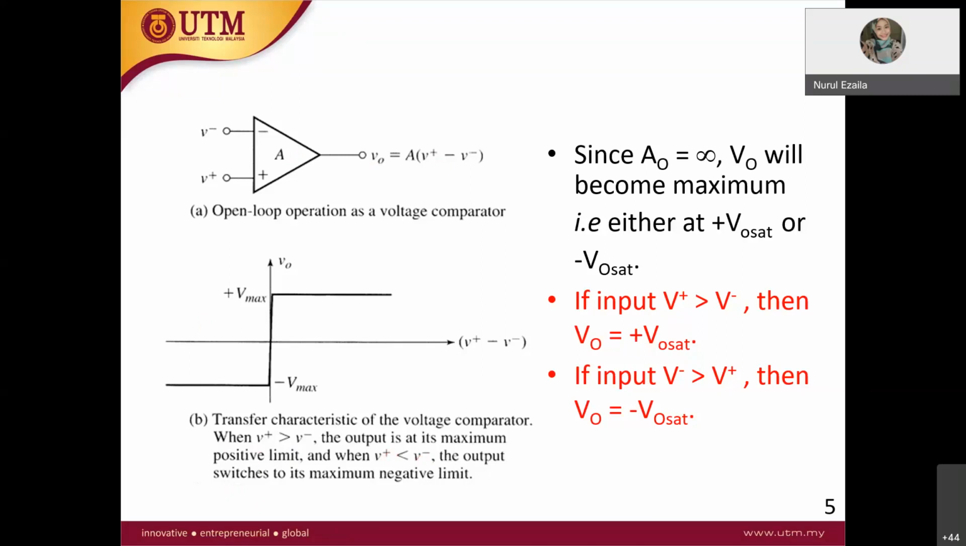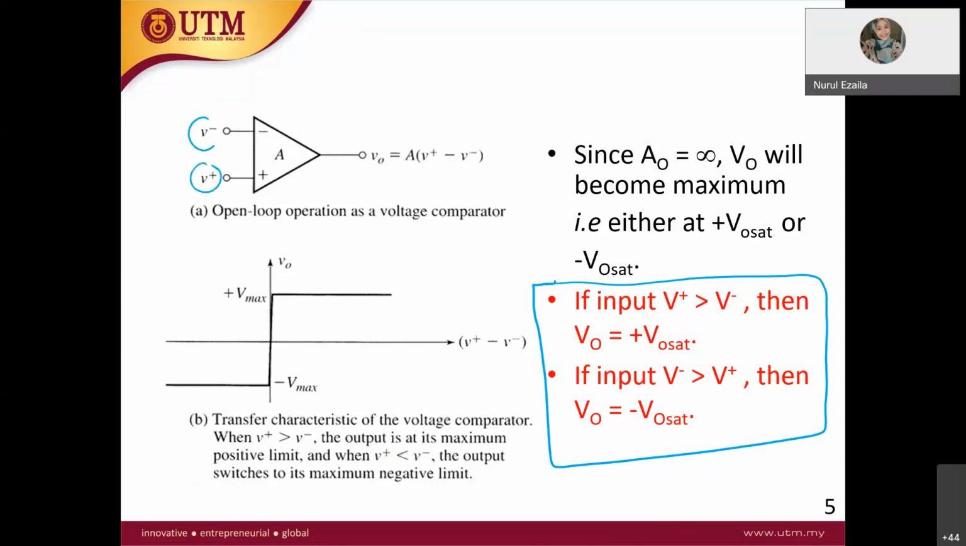Okay. So this is the condition of the op-amp comparator. If the input V plus is greater than V minus, what will be the output? The output is equal to V plus saturation. If you can see here, this is the V plus saturation or V out saturation.